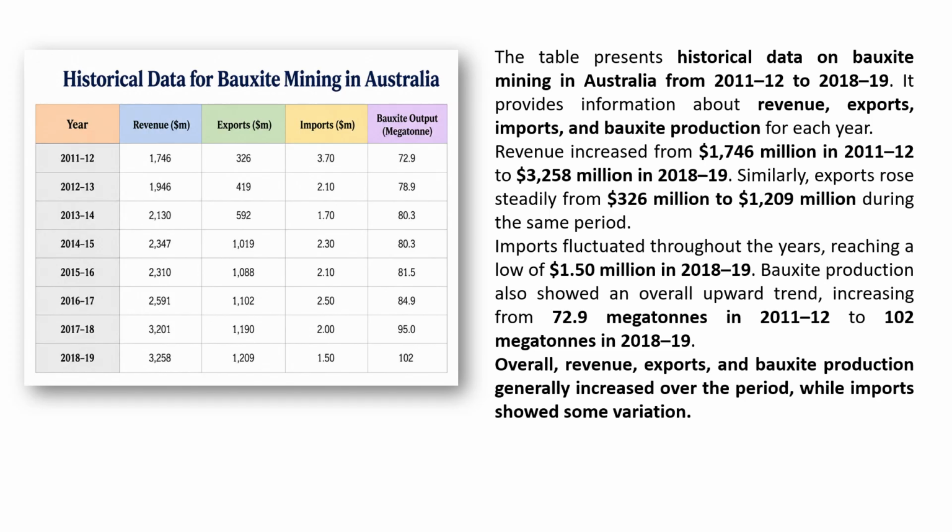Similarly, exports rose steadily from $326 million to $1,209 million during the same period. Imports fluctuated throughout the years, reaching a low of $1.50 million in 2018-19. Bauxite production also showed an overall upward trend, increasing from 72.9 megatons in 2011-12 to 102 megatons in 2018-19. Overall, revenue, exports, and bauxite production generally increased over the period, while imports showed some variation.